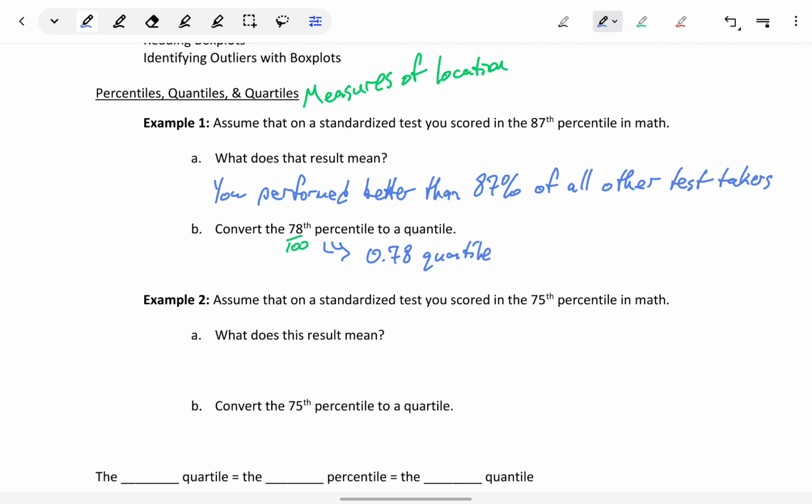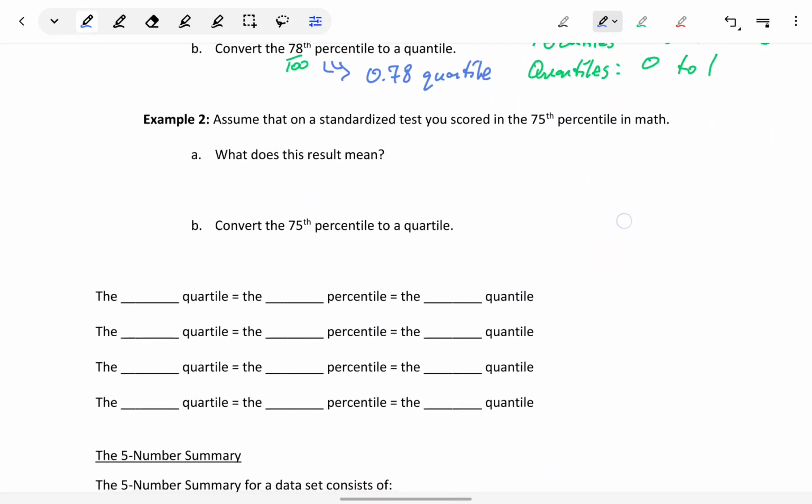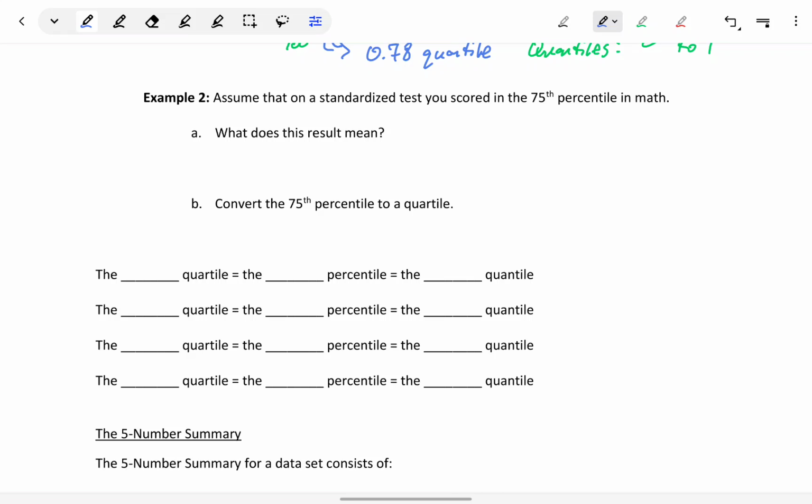So there's really no difference between quantiles and percentiles, except that percentiles range from 0% to 100%, and quantiles range from 0 to 1. So if we know how to convert back and forth between decimals and percents, we know how to convert back and forth between percentiles and quantiles. Two words for almost nearly the same measure, or the same measure, just a different way of representing that value.